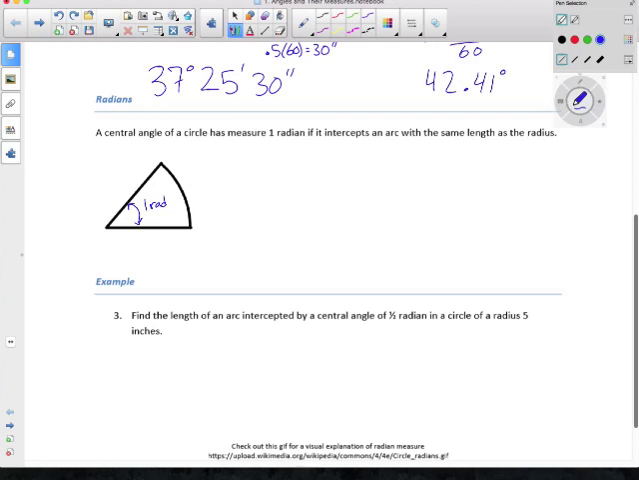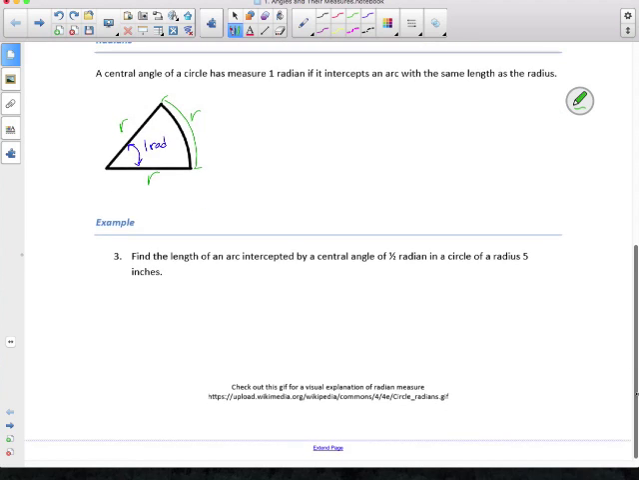Okay? So what that means is, here's my radius on either side. It means that this length right here is also equal to r. And that's what the definition of a radian is. Oh, sorry, a radian. I should edit that out and put it in the bloopers, right? I'm not going to, though.